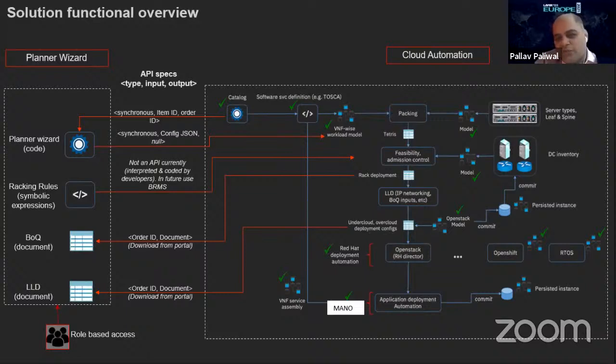While it is interacting with the right-hand side, which is your more cloud automation front, you can see the catalog tool is functional along with other models like the VNF-wise workload model, which is getting packed. The server inventory is available from the right-hand side, and then the feasibility checking of the models. All your inputs going into the LLD phase, like IP networking and BOQ inputs, are coming from the database side, because it has been preloaded and we already know the requirement of the subnet into the OpenStack.